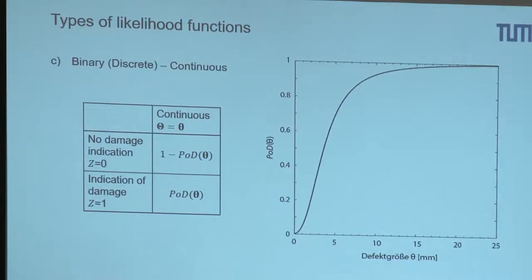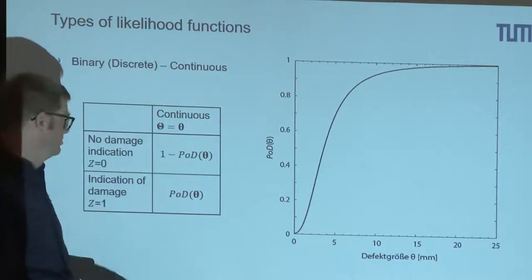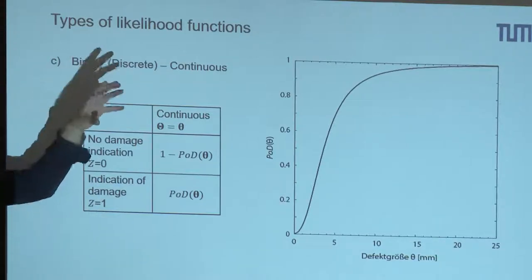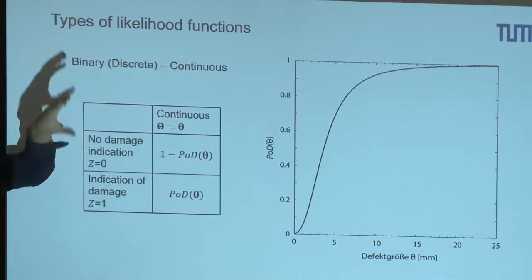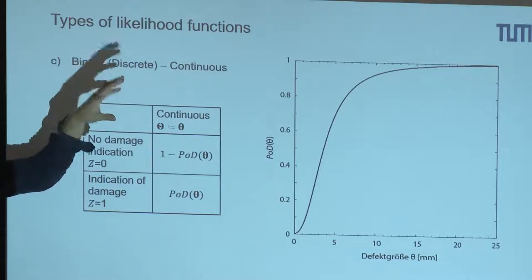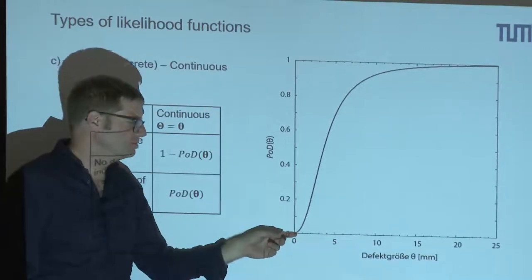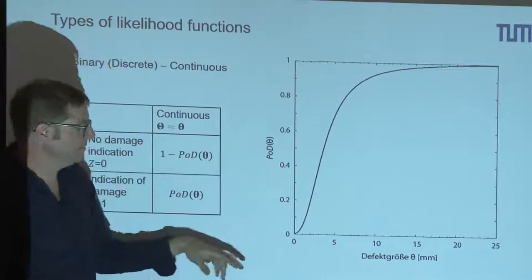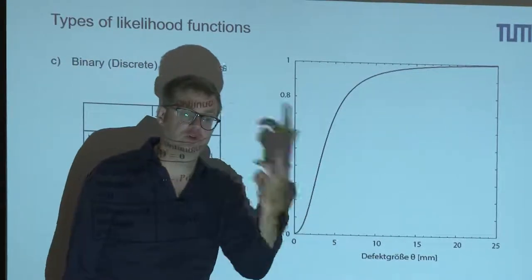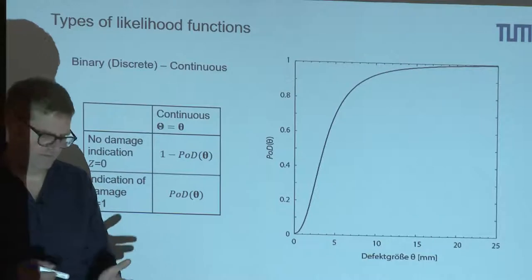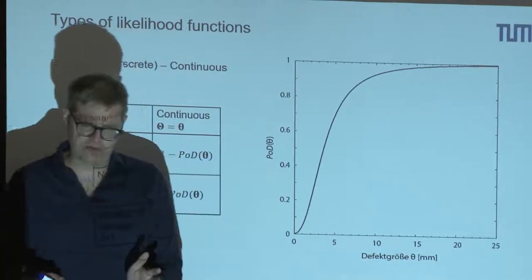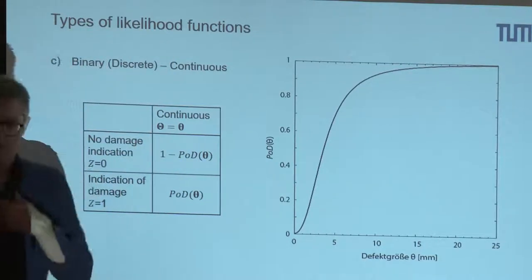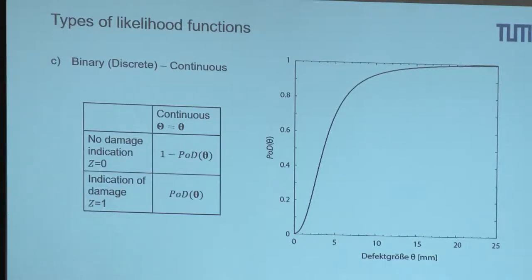So that is, again, a likelihood function. And if you think of it, you can just say that the binary outcome is a child of the continuous state. By principle, there are also multidimensional PODs, so it doesn't depend only on one quantity, but on two. I've seen PODs that define the probability of detection both in terms of crack length and crack depth. But yeah, so this is case C.